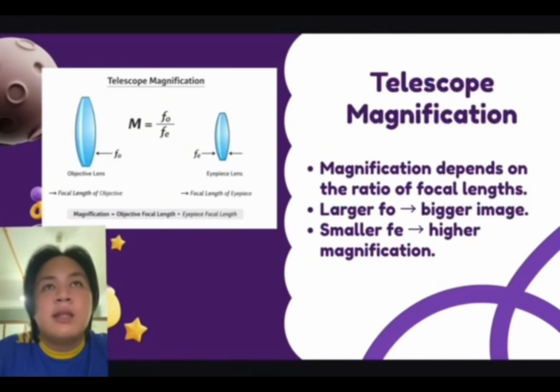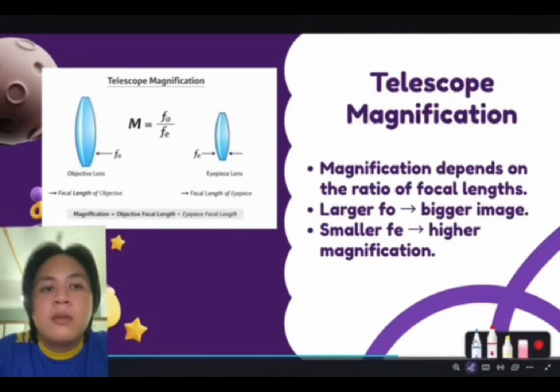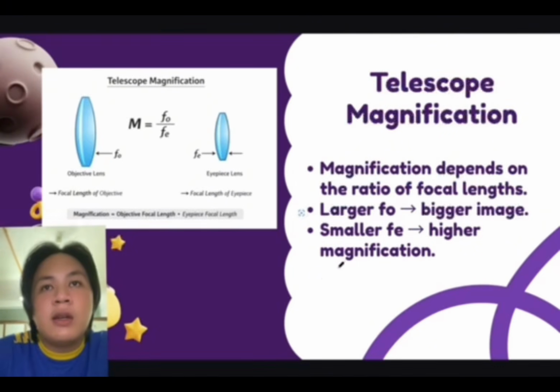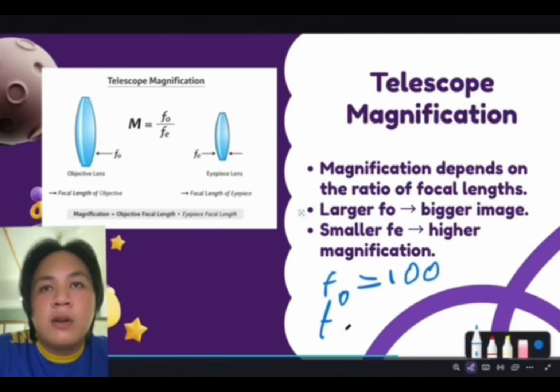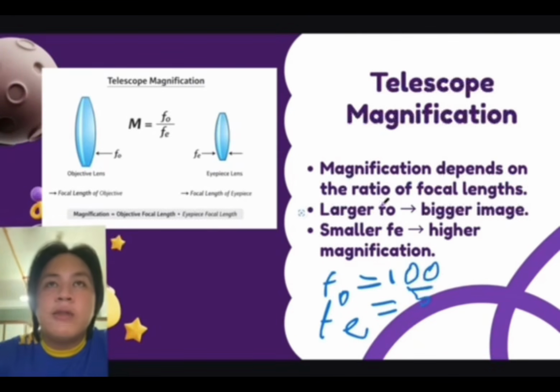For instance, if the objective lens has a focal length of 100 cm and the eyepiece lens has a focal length of 5 cm, the magnification is calculated as m.